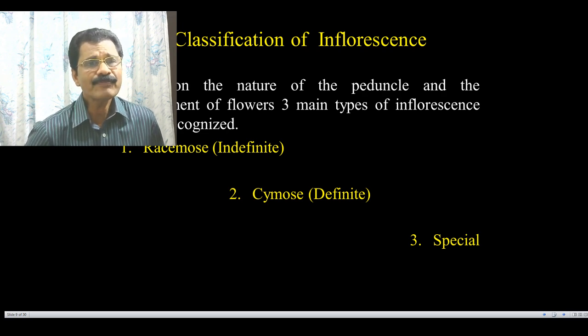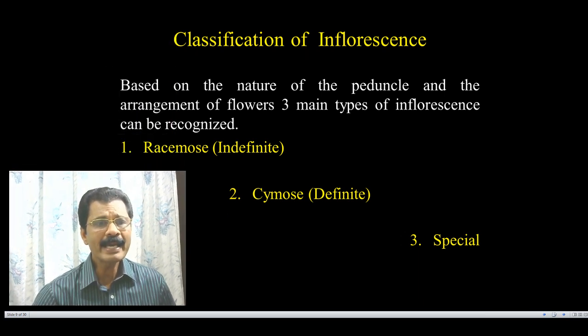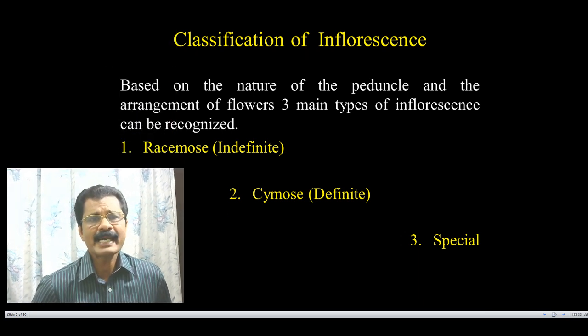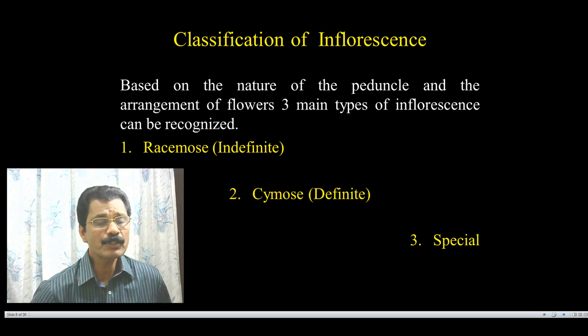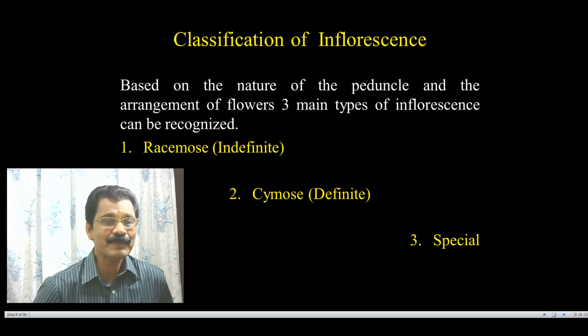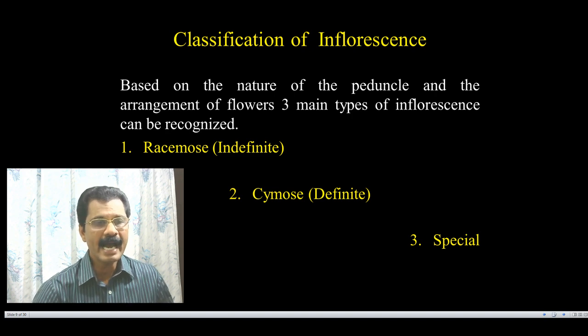Now we come to the classification of inflorescence. Based on the nature of the peduncle and the arrangement of flowers, three main types of inflorescence can be recognized. The first one is called racemose inflorescence, otherwise called indefinite inflorescence, the second one is called cymose inflorescence, otherwise called definite inflorescence, and the third one is called special type of inflorescence. We can see them one by one.